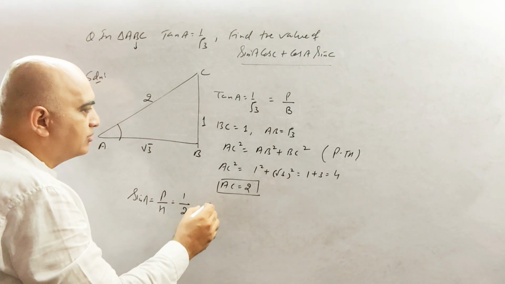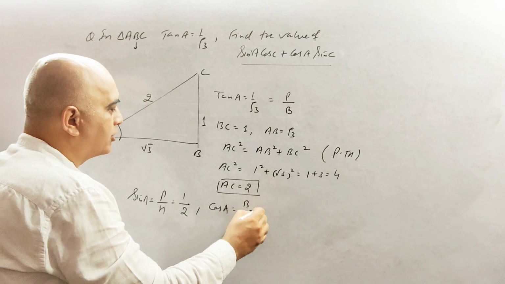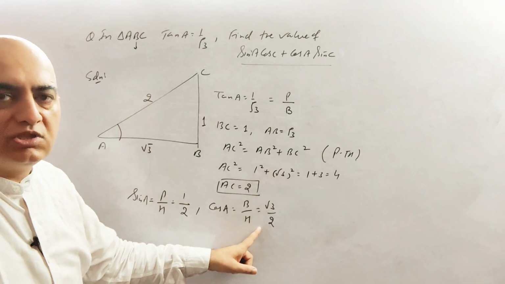Hypotenuse is 2. And similarly, we can find out the value of cos A. That is base upon hypotenuse. Base is root 3 and hypotenuse is 2. So its value becomes root 3 upon 2.